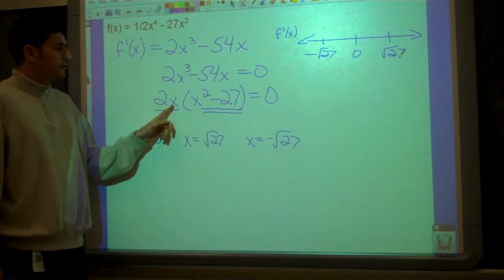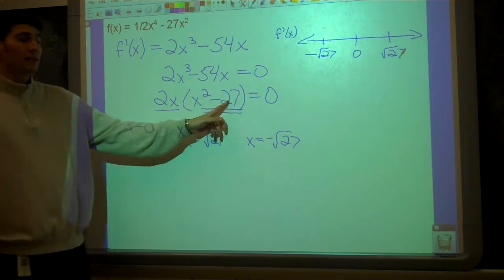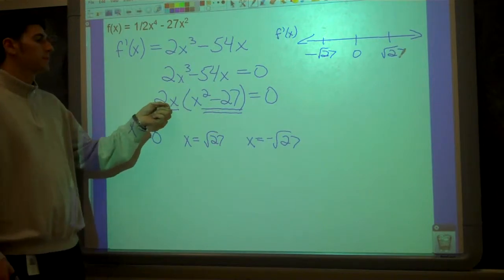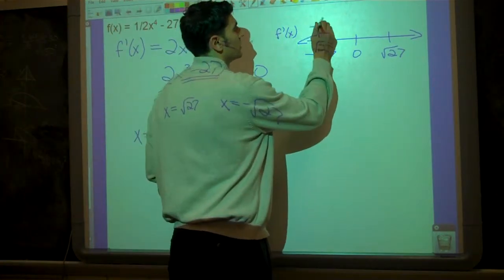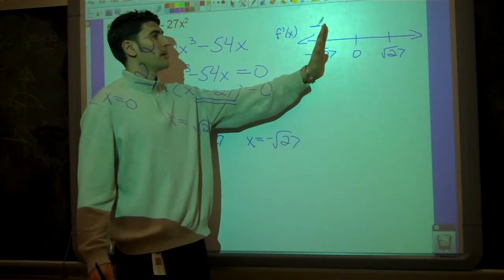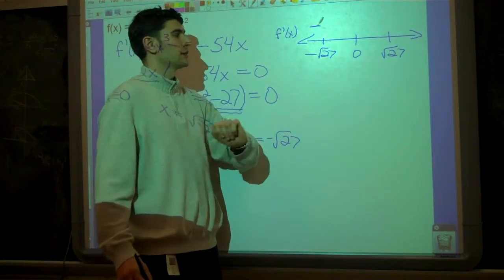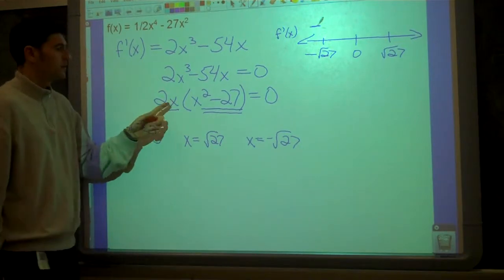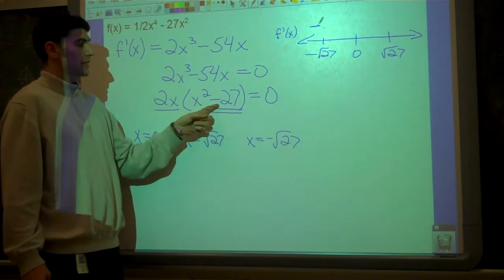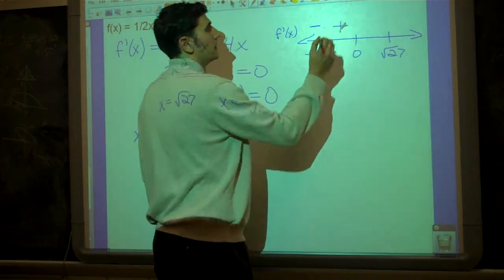If I chose negative 10, 2 times negative 10 is negative 20. Negative 10 squared is 100. 100 minus 27 is 73, which is a positive number. This was a negative number, so I have a negative times positive. So this is negative in that interval. At negative root 27, my derivative is 0. So now I need to test a number in this interval. So I will choose negative 1. 2 times negative 1 is negative 2. Negative 1 squared is 1, minus 27 is negative 26. I have a negative times a negative, which is a positive.